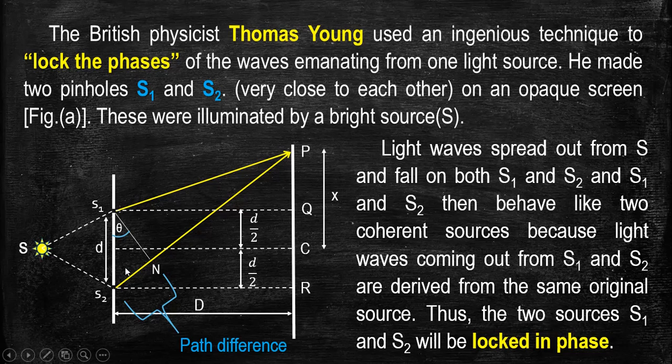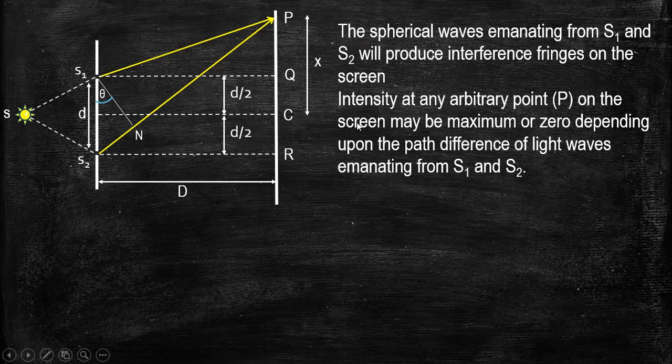From the pair of coherent sources, light waves move from S1 and S2 towards the point P, and they intersect at point P. When they intersect at point P, they will be either in phase or out of phase. So depending upon this path difference, at point P you may get maximum intensity or minimum intensity. This is what I explained in the previous slide, that at point P we get either maximum intensity or zero intensity depending upon this path difference.